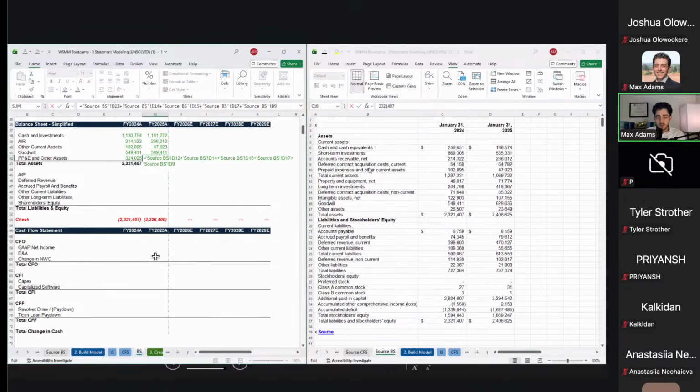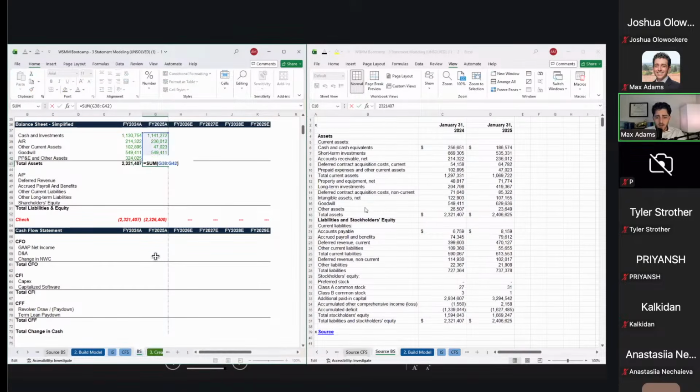So it's the deferred contract acquisition costs, it's the PP&E, it's the deferred contract acquisition costs non-current, it's the intangible assets, it's this other thing. It's basically everything else that we didn't include in the first few lines, and we're sticking it in the last line. It's our catch-all, it's our plug, as they say. And that gets us to the total assets.